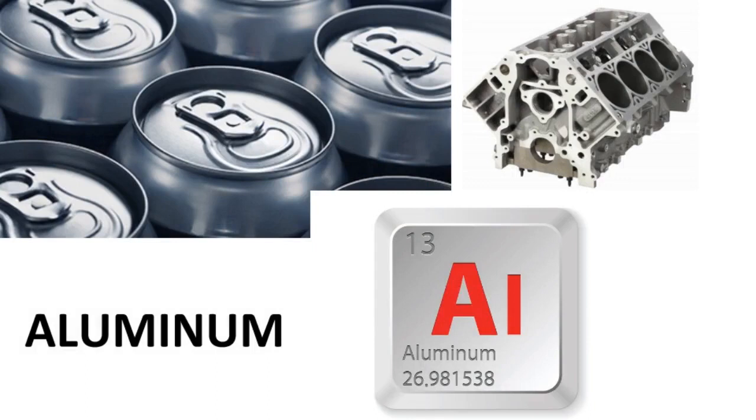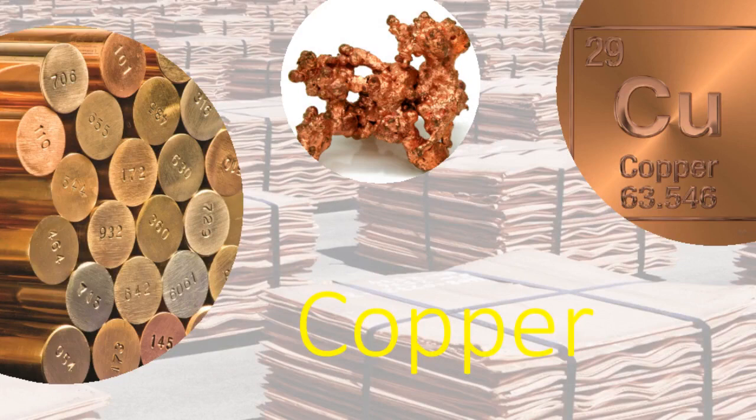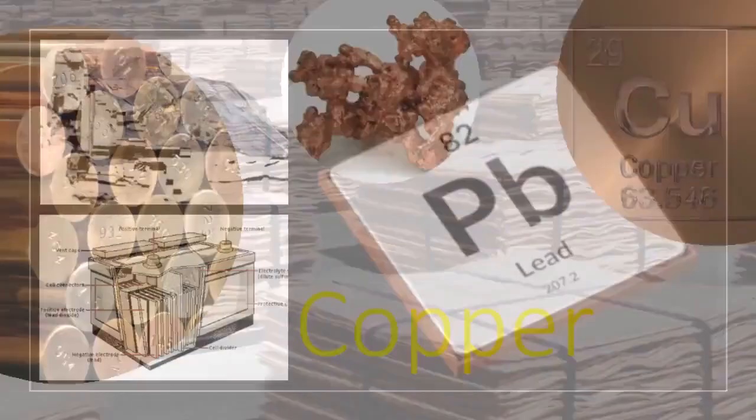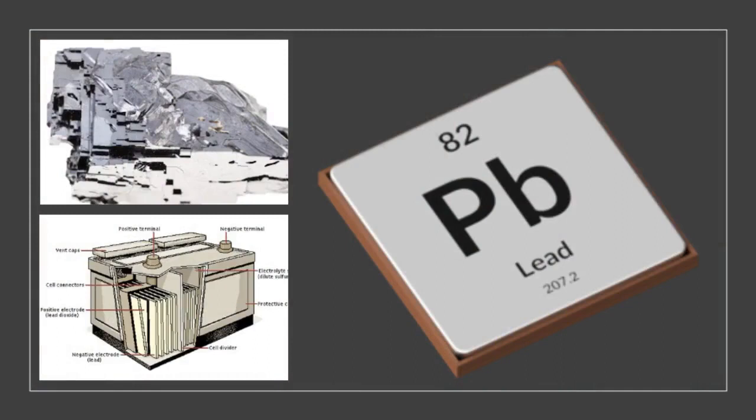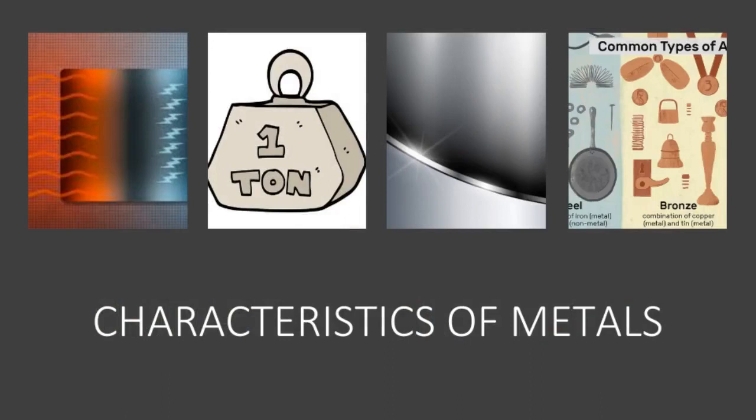Ductility and malleability. Copper. Now let's match it with the identifying properties. Ductility and malleability. Lead. Now let's match it with the identifying properties. Ductility and malleability. Thank you for playing our little game. There are 4 characteristics of metals. Let's take a look at each of them.